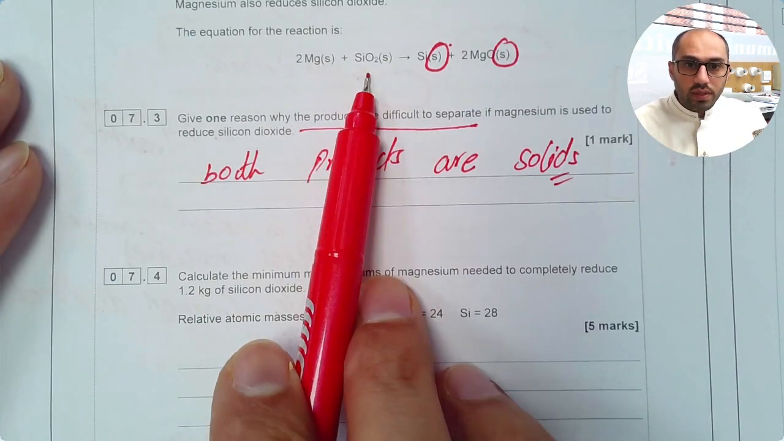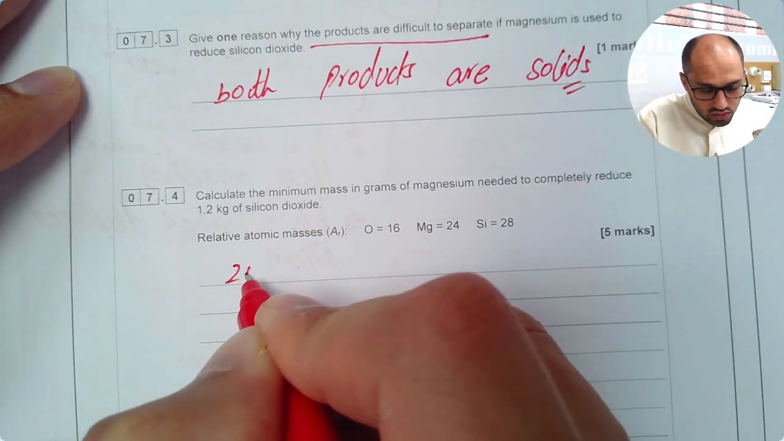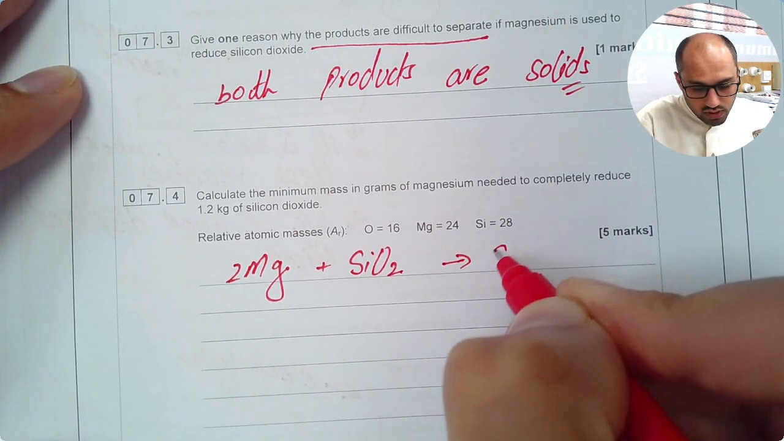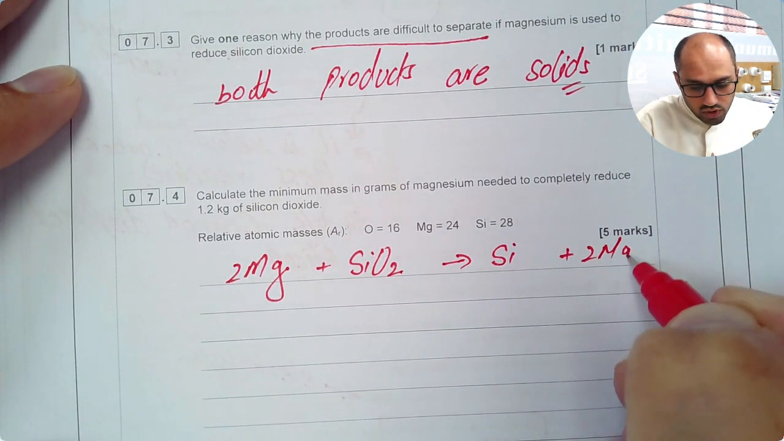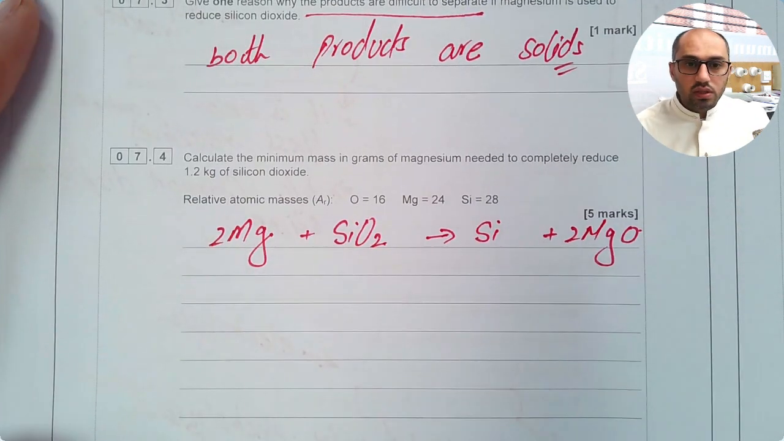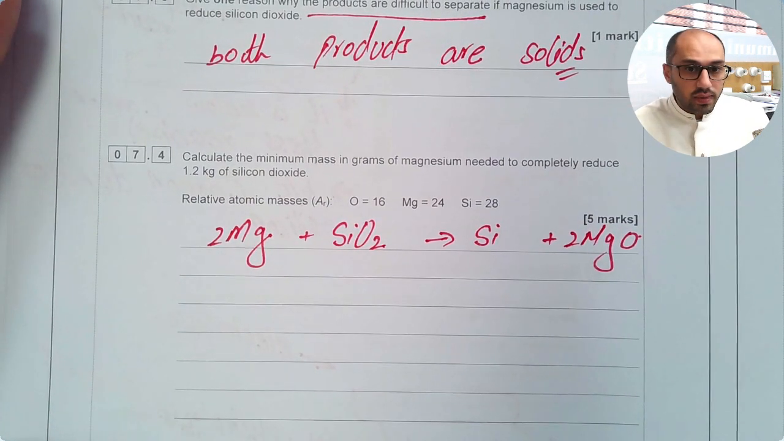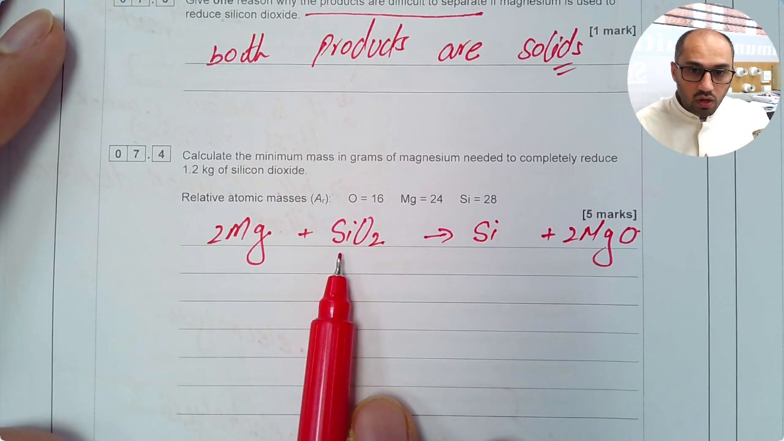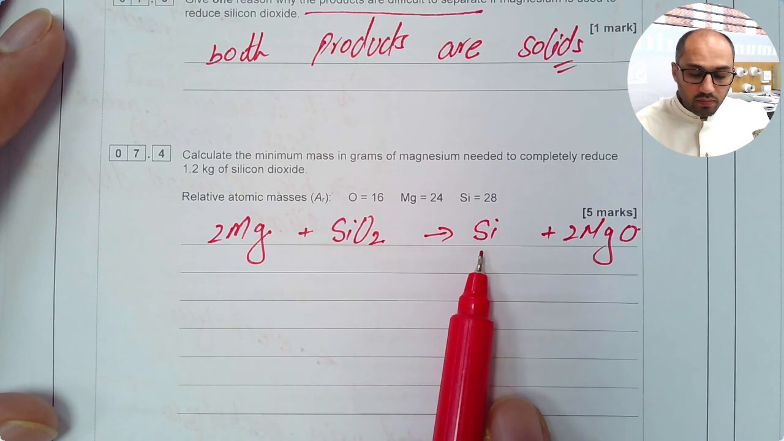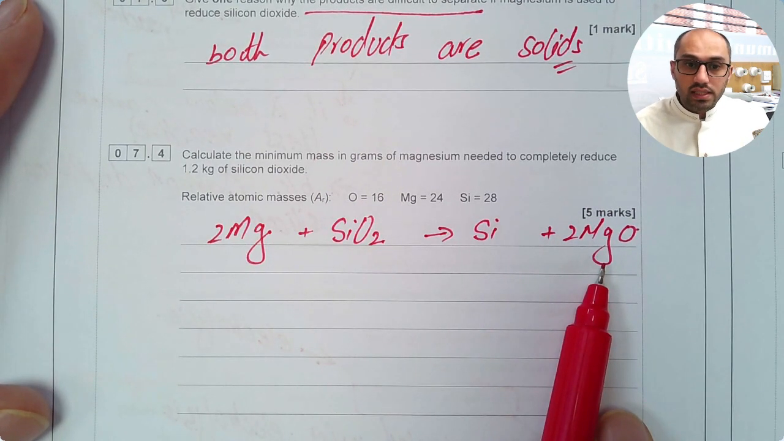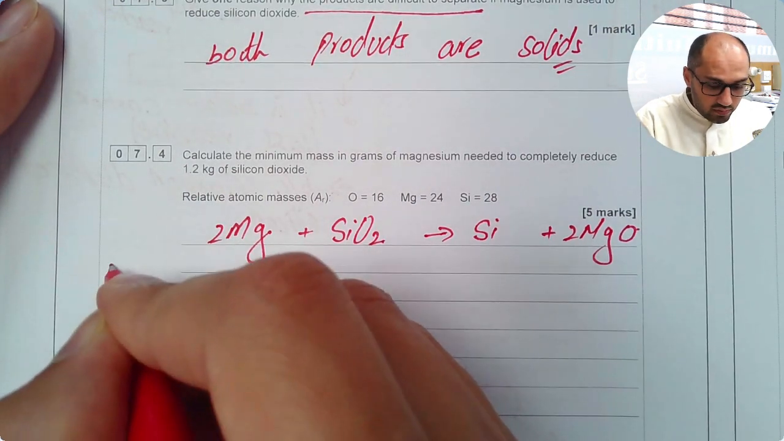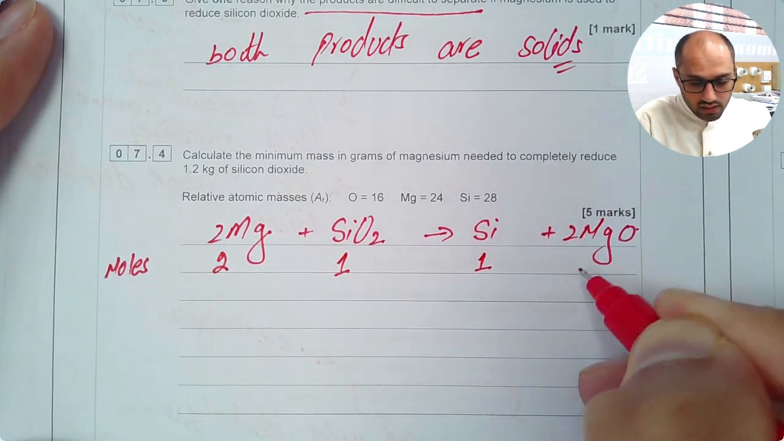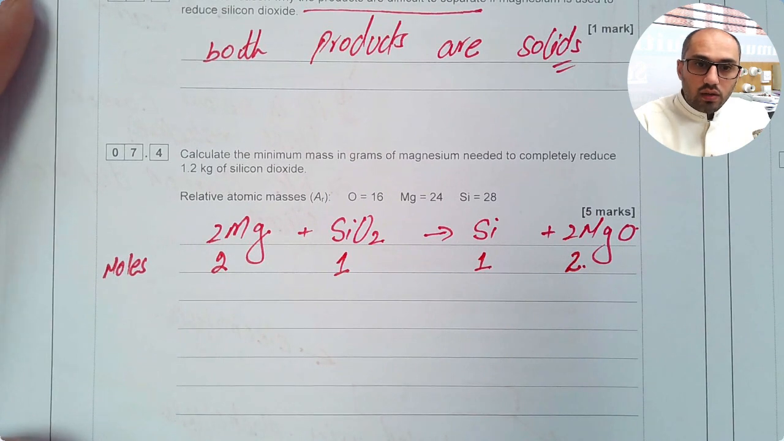So what I'm going to do is copy this equation. The equation is 2Mg plus SiO2, and this produces Si plus 2MgO. Before I start working on this equation, I have to make sure that I understand this equation. This equation is telling me that 2 moles of magnesium will react with 1 mole of silicon dioxide to produce 1 mole of silicon and 2 moles of magnesium oxide. So in terms of moles, I can write down this is 2, this is 1, this is 1, and this is 2.